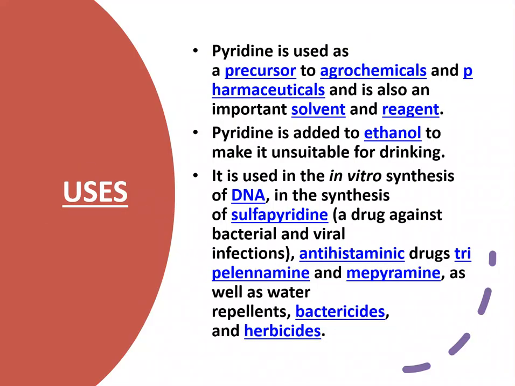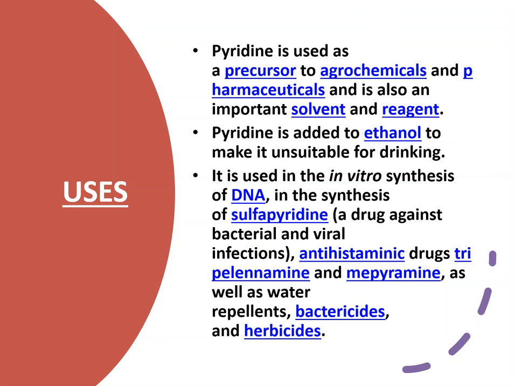Now let's go to the uses. It is one of the basic moiety backbones in most compounds. Pyridine is used as a precursor for agrochemicals and pharmaceuticals, and also as a solvent. As a reagent, it is used as a base. Pyridine is added to ethanol to make it unsuitable for drinking, because it is poisonous. So to make it unusable, they add a bit of pyridine.